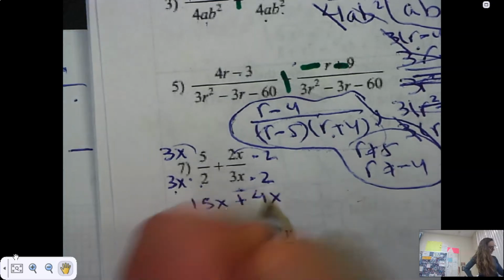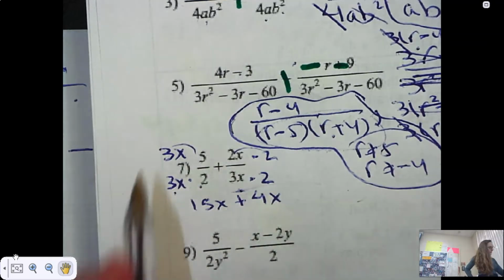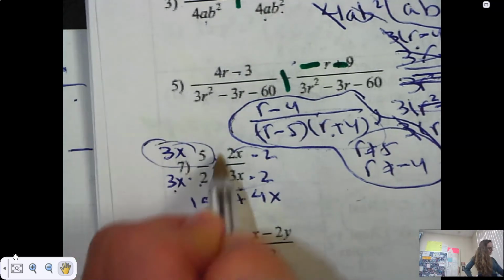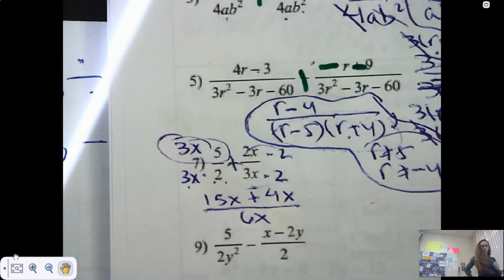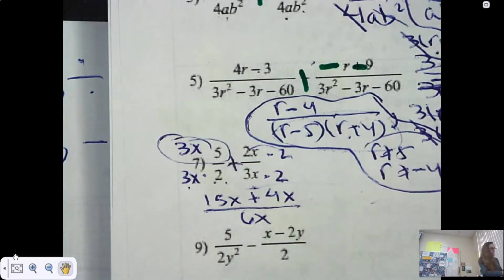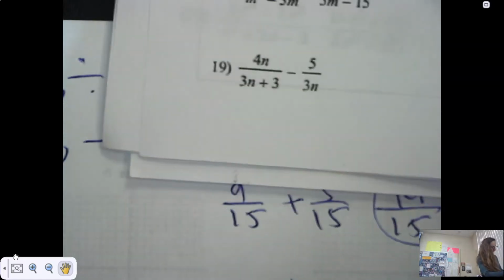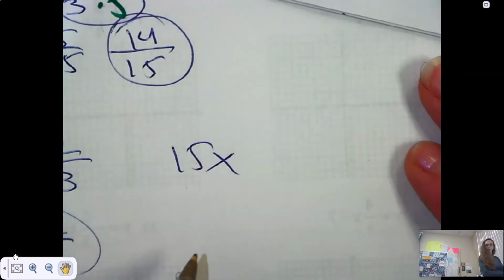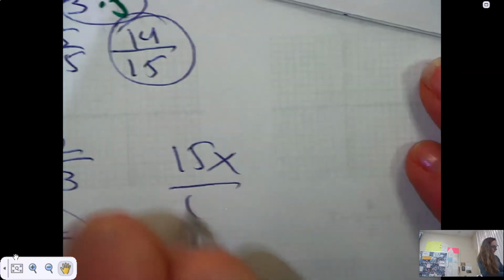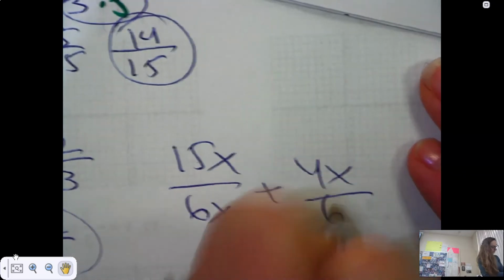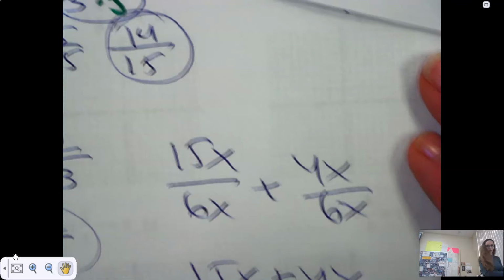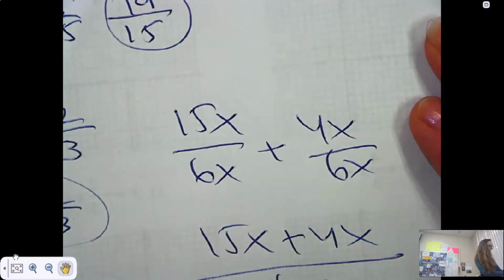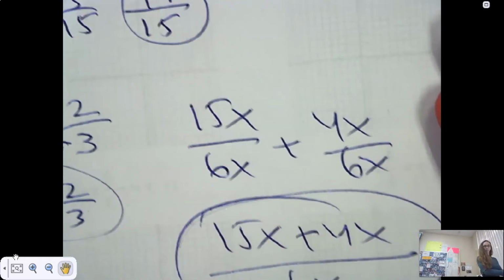And you know what I like to do? I like to rewrite it like that. So it's just one big addition. 15x plus 4x all over 3x times 2 is 6x. I could rewrite it like this: 15x over 6x plus 4x over 6x, and then go 15x plus 4x over 6x, and then go to the next step, but I'd rather go straight to this step right here. Okay? Whatever you want though.